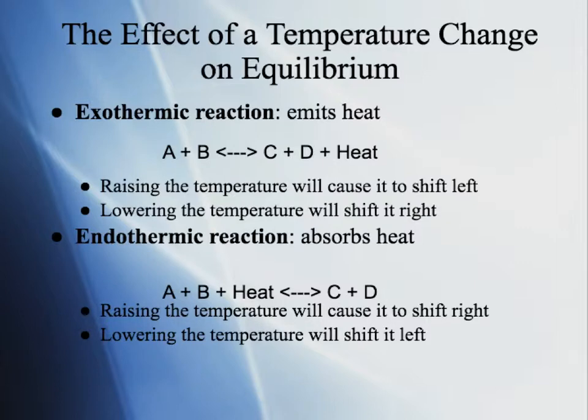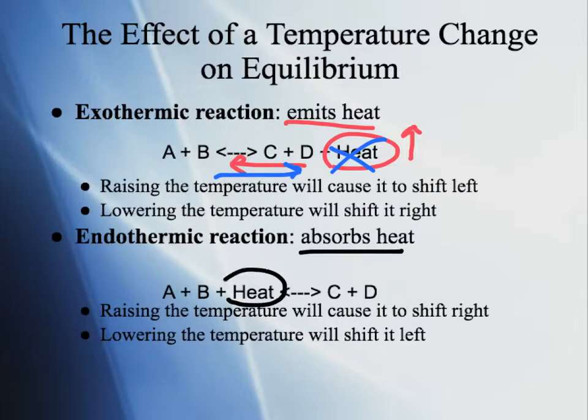Quick little review here. Exothermic reactions emit heat, so heat will be on the product side of an exothermic reaction. If we raise the temperature, that means we increase heat, and we're going to shift it to the left. If we lower the temperature, if we get rid of the heat, we're going to shift it to the right to make more heat. Now, an endothermic reaction, remember, absorbs heat.